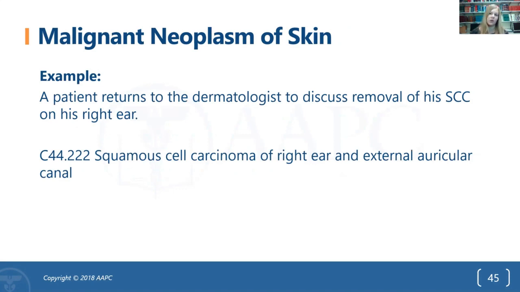If you look this up in the neoplasm table, it's not going to give you all those digits. You'll look under skin, and then you'll go under the site, the ear, and then it will give you part of the code under malignancy, but you have to go to your tabular list to find out what those last digits are for squamous cell.